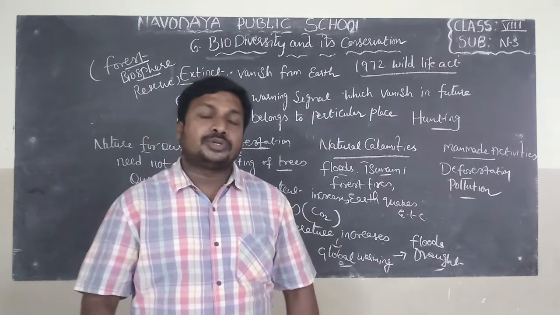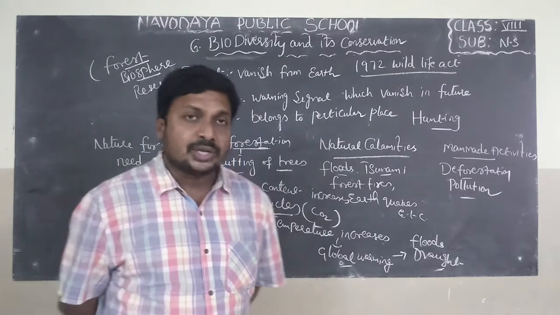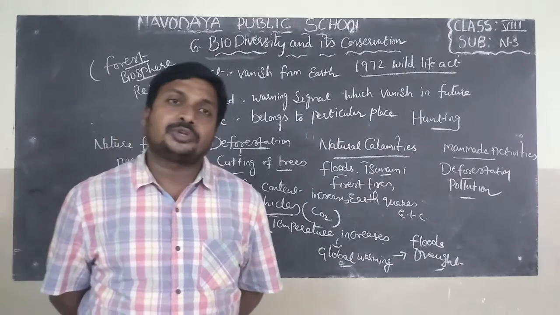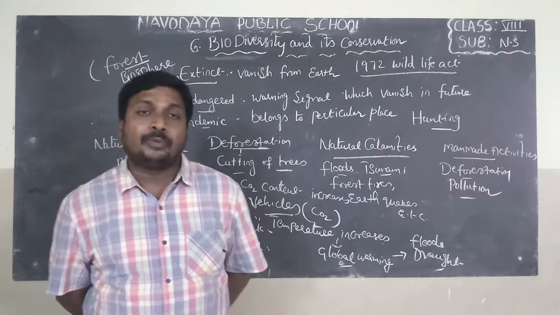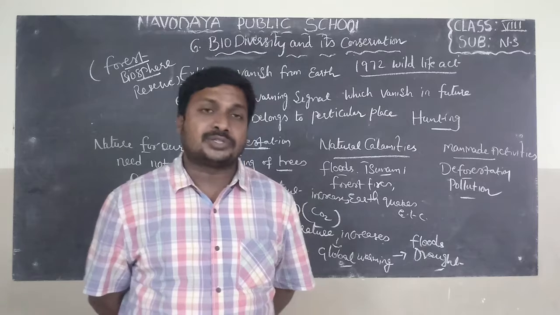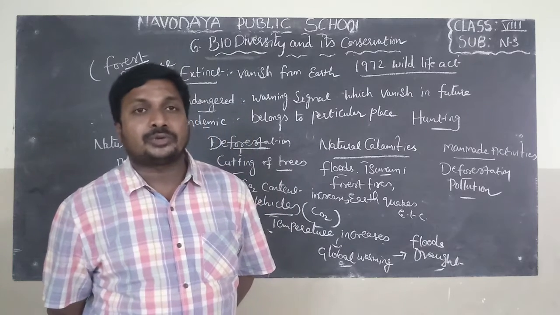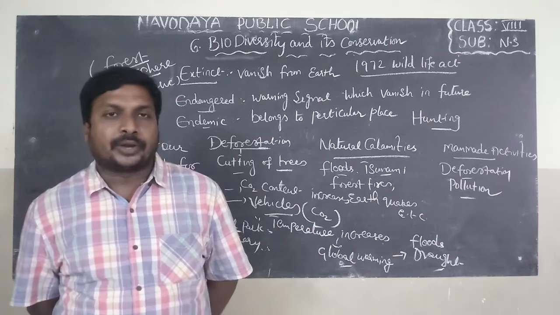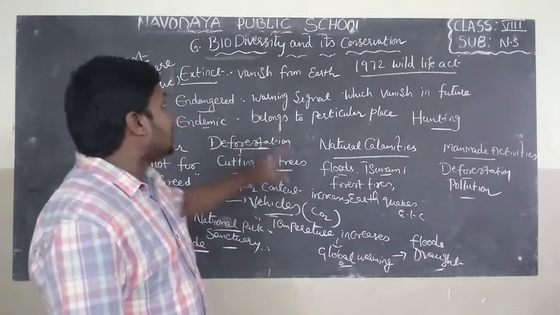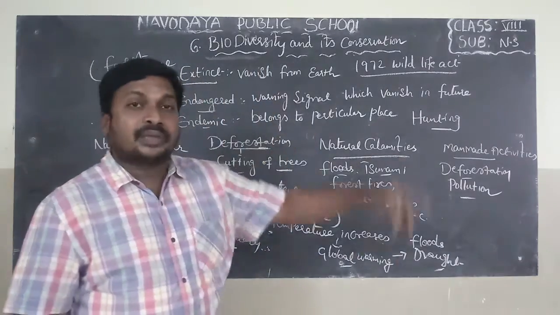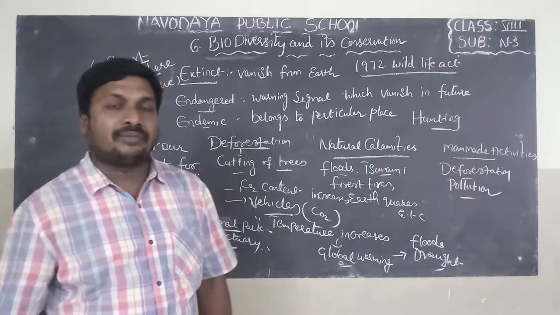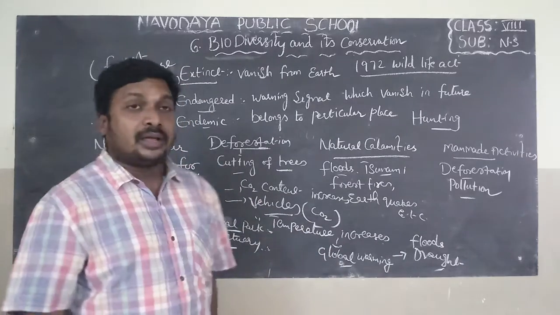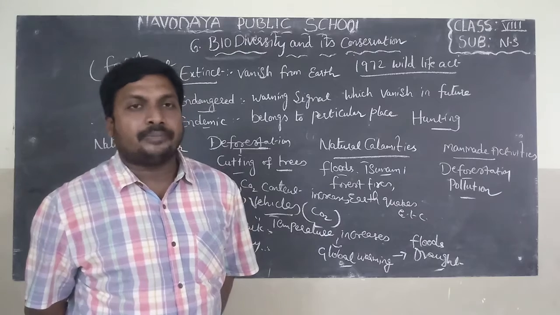So everyone will suffer from an energy crisis. So you people, you also bring awareness among the people about the importance of biodiversity, and make them aware to protect the biodiversity. So this is about biodiversity and its conservation. In the next class, I will explain the 7th lesson, different ecosystems. Okay, thank you children.